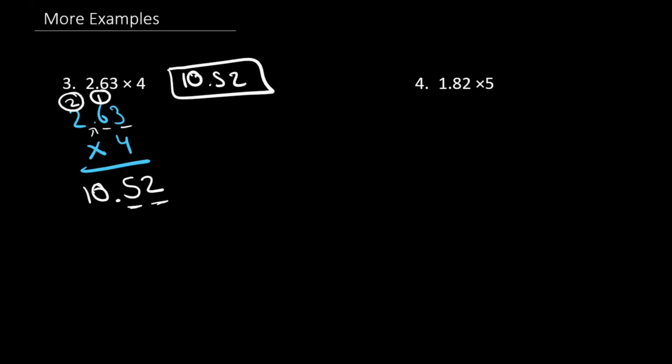The fourth question says 1.82 times 5. So we do the exact same thing. Now we start multiplying it. 5 times 2 is 10. 5 times 8 is 40. 40 plus 1 is 41. And then 5 times 1 is 5, plus 4 is 9.